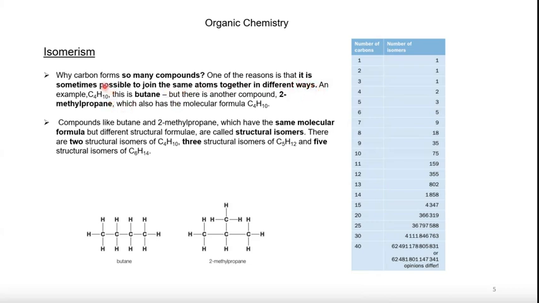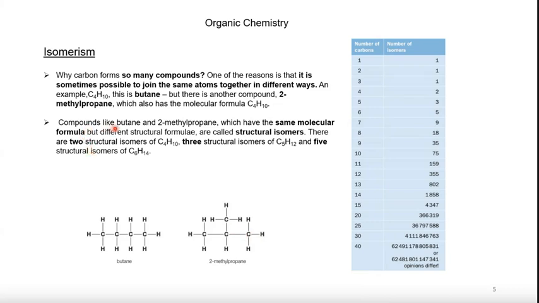An example: this is butane, is it not? But there is another molecule, 2-methylpropane, which has the same molecular formula. Here it is: butane, and here 2-methylpropane. It's all carbon-carbon single bonds, with hydrogen here. You see that the carbon atom here is attached to another methyl group, and the molecular formula is the same. We call this 2-methylpropane: 1, 2, 3, propane, 2-methylpropane.